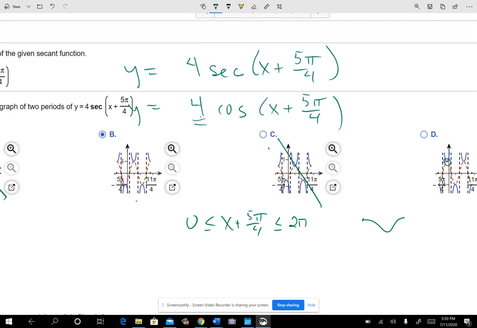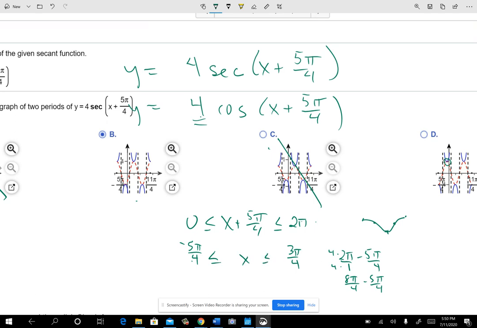Starts at 1, goes to 0, goes to -1, back to 0, and back to 1. Okay, and so now that's going to happen, but it's going to happen from -5 pi over 4 to whatever 2 pi minus 5 pi over 4 is. So let me work that out. I need a 4 for the denominator. So it's 8 pi over 4 minus 5 pi over 4. So it's going to do a full cycle between -5 pi over 4 and 3 pi over 4.